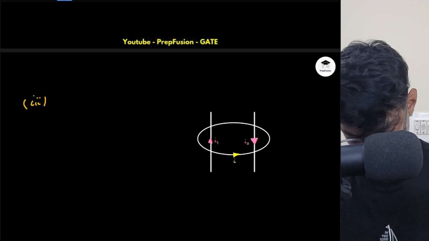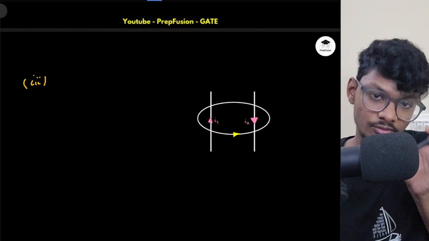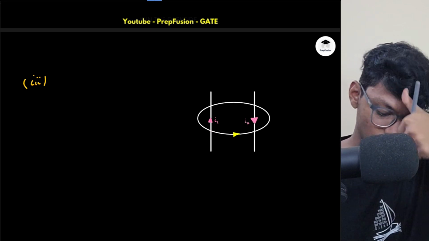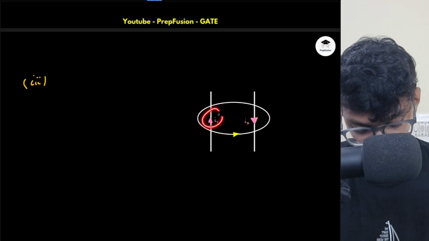This is not I, actually. This is not I. What is the orientation? The orientation is like this. I will just again curl my fingers. Top. It is going top. So top will be positive and down will be negative. So I1 is in the top direction.